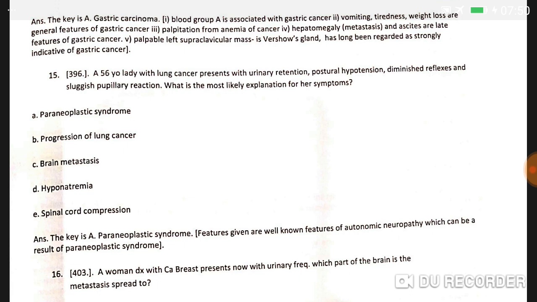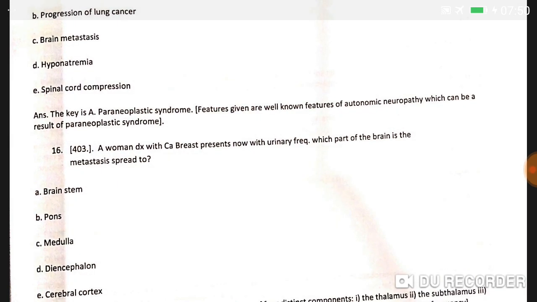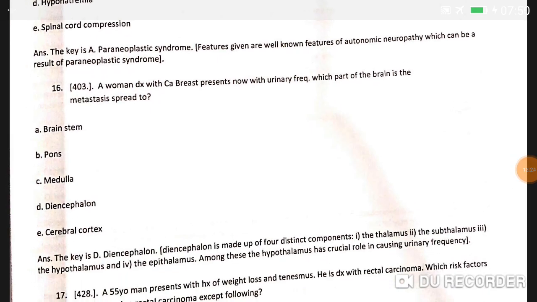Okay, now a woman diagnosed with breast cancer presents with urinary frequency. Which part of the brain has it metastasized to? Diencephalon, mainly. The diencephalon is made up of four distinct components: thalamus, subthalamus, hypothalamus, and epithalamus. Among these, the hypothalamus has a crucial role in causing urinary frequency.